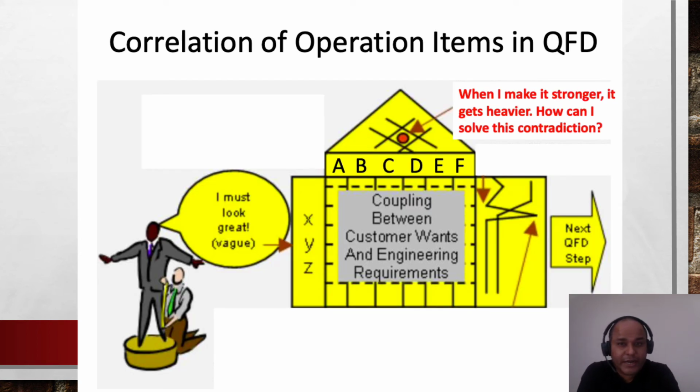Correlation of operation items in QFD. This is something you must know. I must look at grade values, like there is item X, Y, Z, and then it is going to happen like this. If I make it stronger and its grade heavier, how can I solve this contradiction? Coupling between customer wants and engineering requirements, and the next QFD step. So next we will see the summary.